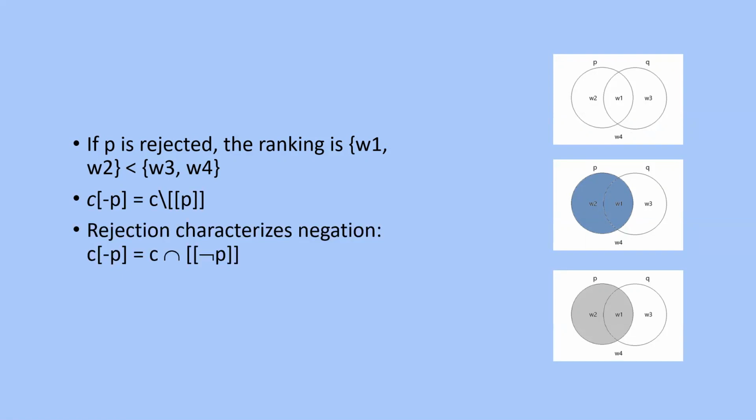This is important because we're going to use this kind of structural correspondence between certain kinds of update, certain kinds of formulas in the language of updates, with the possibility of intersecting the common ground with the static meaning of a sentence to say that, in this case, for example, C minus P, so rejection of P, characterizes negation of P, or we can say that rejection encodes negation. I'm going to use this phrase as well.